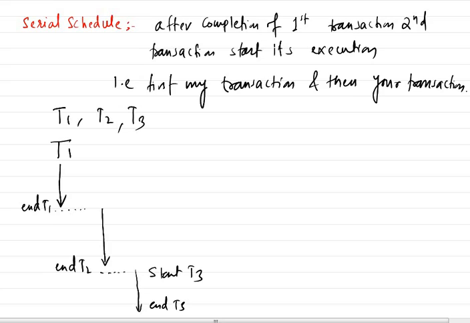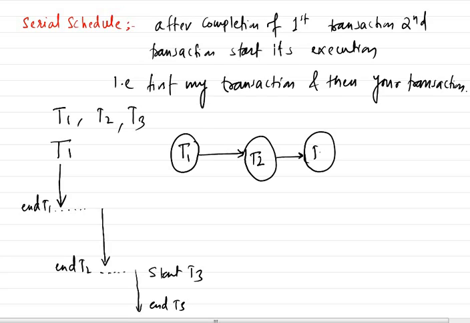That means in between T1 no other transaction is allowed to execute its operation. In between T2 no transaction is allowed to execute an operation. So in this scenario T1 will be executed first, then T2, and then T3. This is the order of the schedule. T1 is executed first, after finishing of T1 T2 will get executed, and after T2 T3 will start its execution.